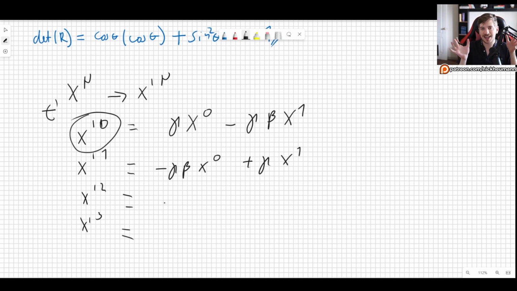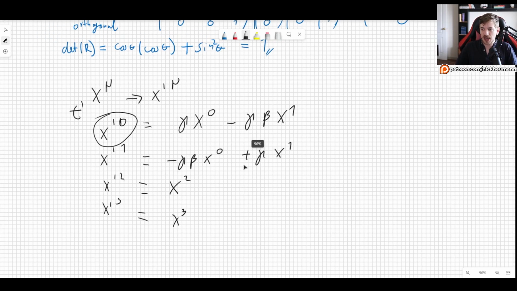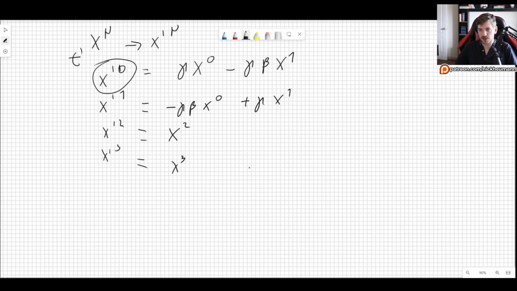Right, and you can always align yourself such that you are in a single direction, right? If it's in a mixture, well, you just choose a new axis where the transformation points in the direction of one of your axes. So that means that x2 and x3 are unchanged. So now, just like we did before, we're going to write this out as a matrix. So this would be x prime 0, x prime 1, x prime 2, x prime 3.